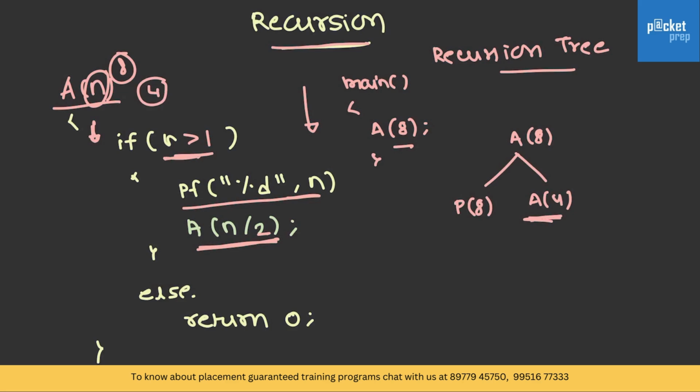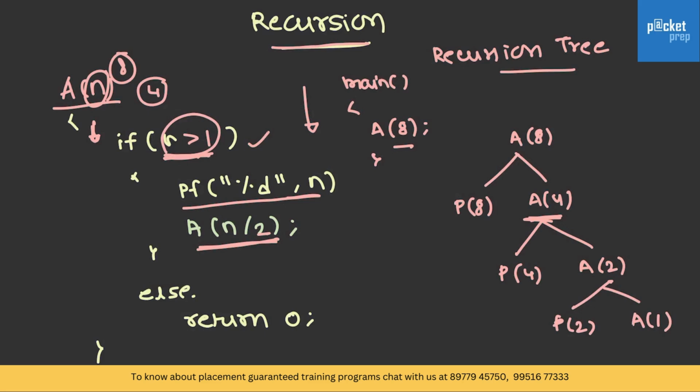Is this condition satisfied? Yes, then it will enter the condition and the value of n, 4, has to be printed and a function call to a of 2 has been made. Even 2 is greater than 1, so 2 will be printed and a function call to a of 1 has been made. Is 1 greater than 1? This condition fails in a of 1, so it comes out of this condition statement and it returns 0.